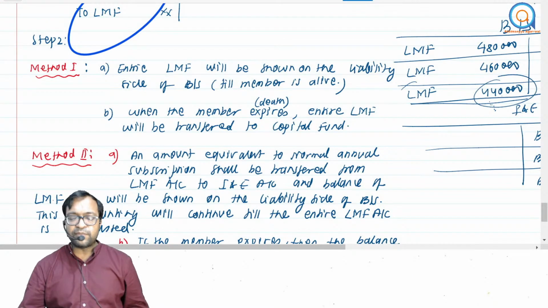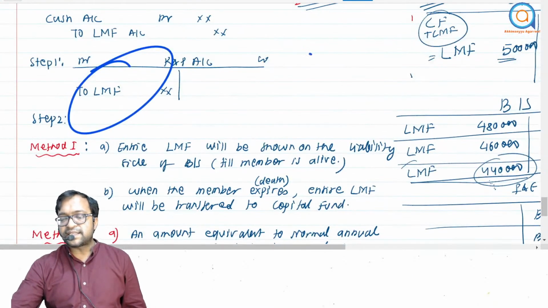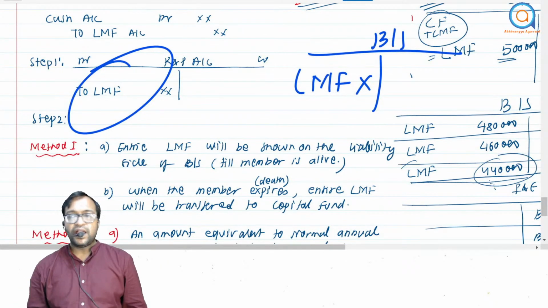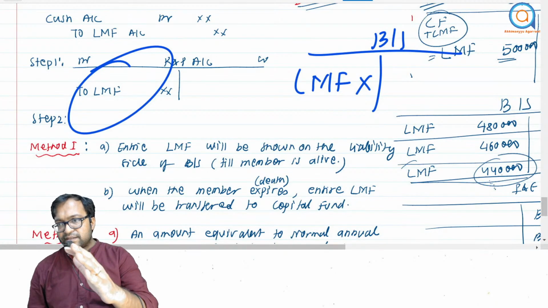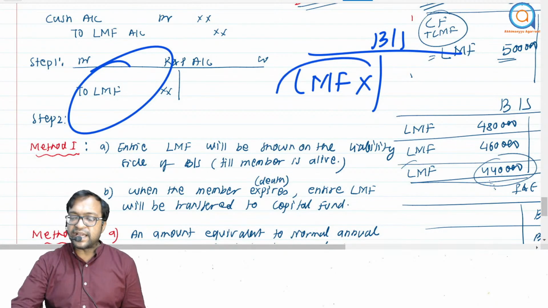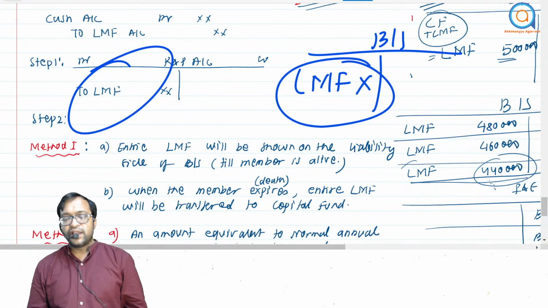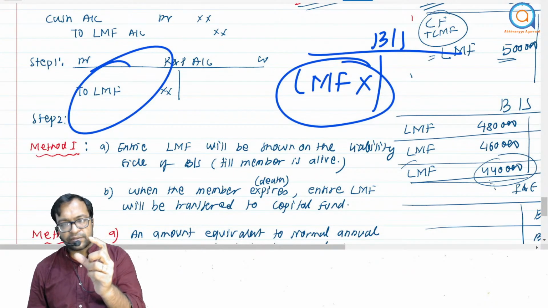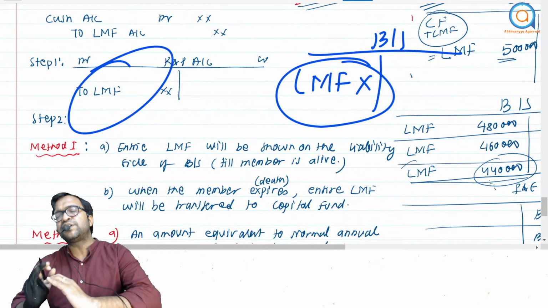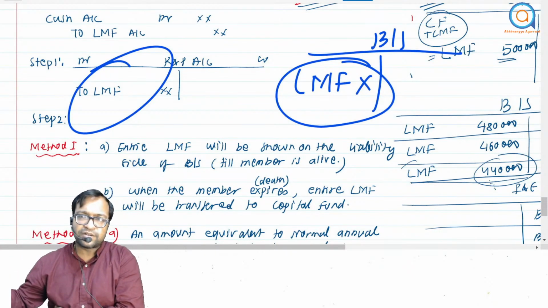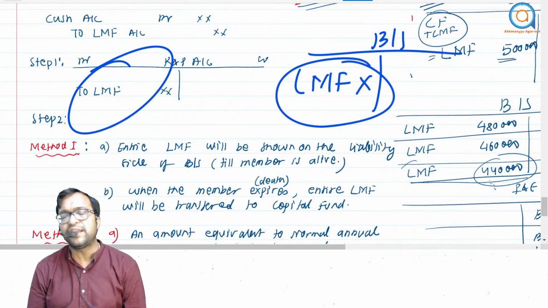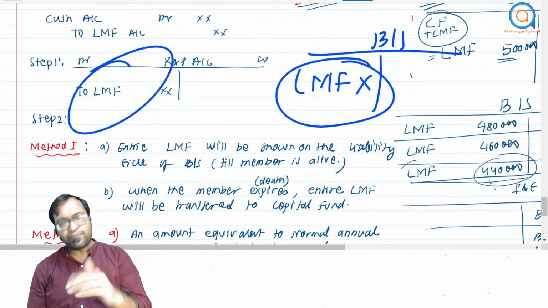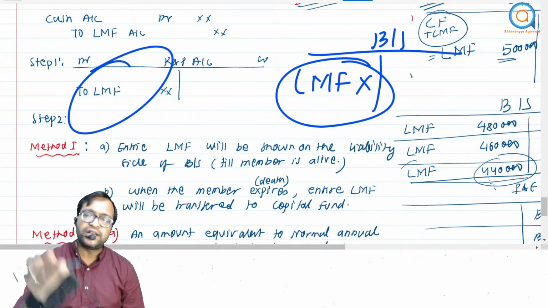Number one, when you receive life membership fees, first option, take this entire life membership fees on the liability side of balance sheet. And when the member expires, he dies, transfer entire life membership fees to capital fund. And second option is an amount equivalent to your normal subscription should be transferred from life membership fees to income and expenditure account, and balance will be shown in balance sheet on the liability side. And if life membership fees is not exhausted fully, and if member dies, entire life membership fees should be added with capital fund.